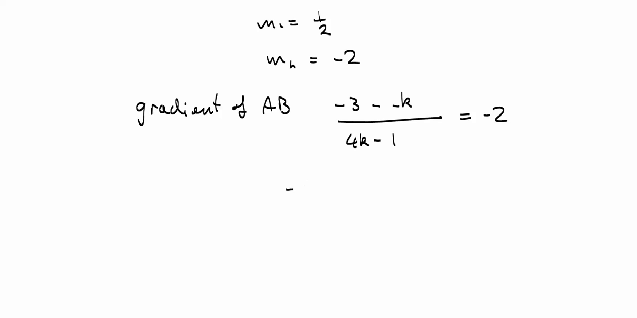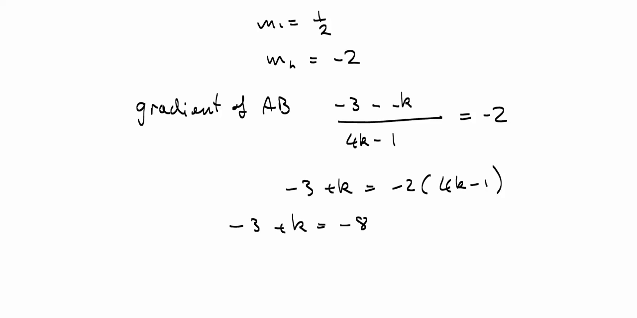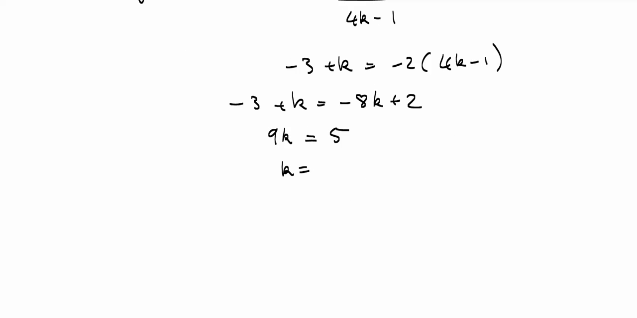Okay, so we'll just solve this equation, multiply by 4k minus 1, and this numerator here. We have minus 3 plus k equals minus 2 times 4k minus 1. Expand the bracket, minus 3 plus k equals minus 8k plus 2. And solving that, bringing the 8k onto the left, we'll have 9k equals 5 by adding 3 to both sides. So k is 5/9.